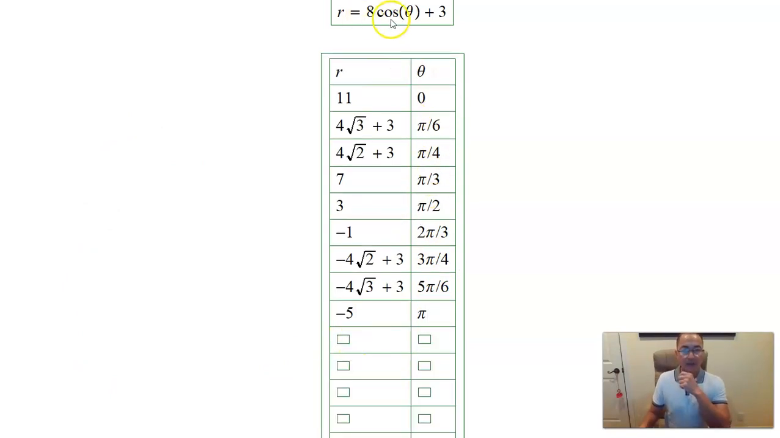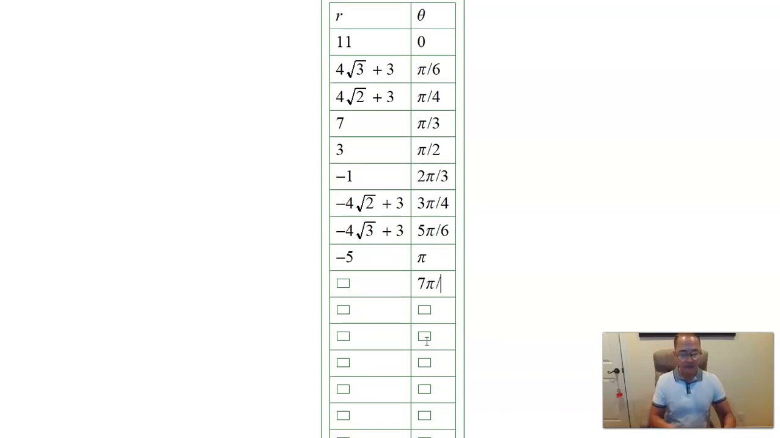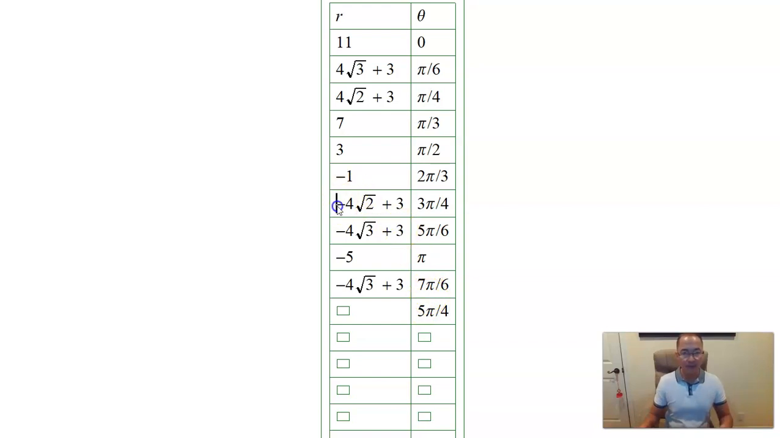Okay, so remember it is 8 cosine theta plus 3. So after 5 pi over 6, you get 7 pi over 6. Cosine 7 pi over 6 is still negative 4 rad 3. Remember, it's symmetric. So we will still get negative 4 rad 3 plus 3. That will go over here. Next, 5 pi over 4. But the cosine of 5 pi over 4 is also negative rad 2 over 2. So we will get this value with a plus 3.